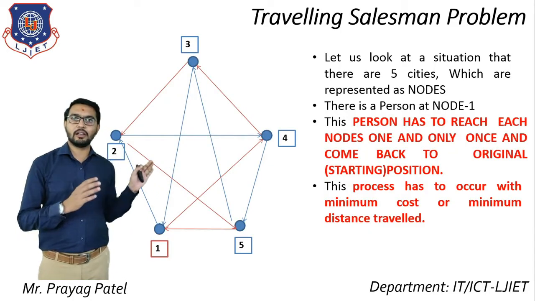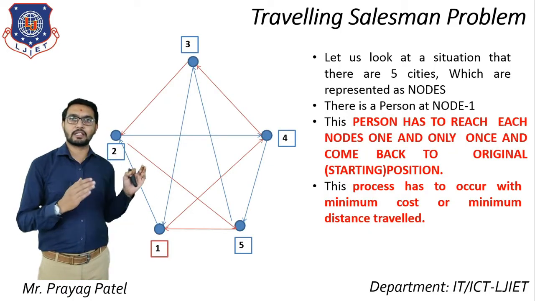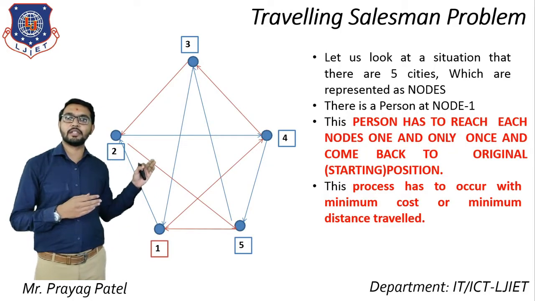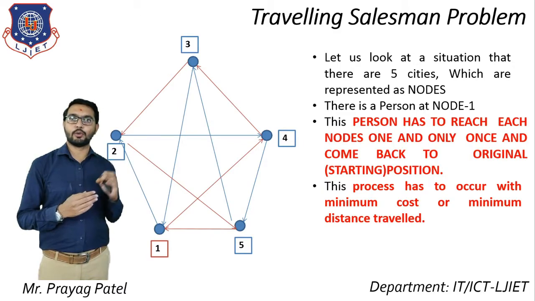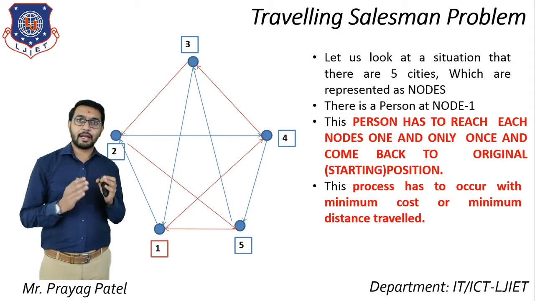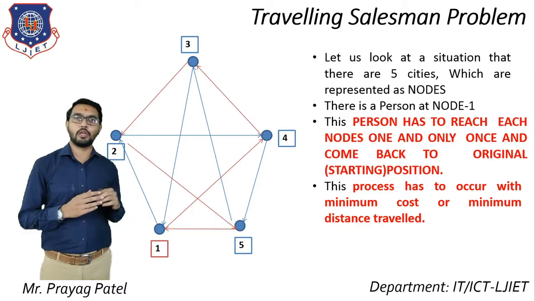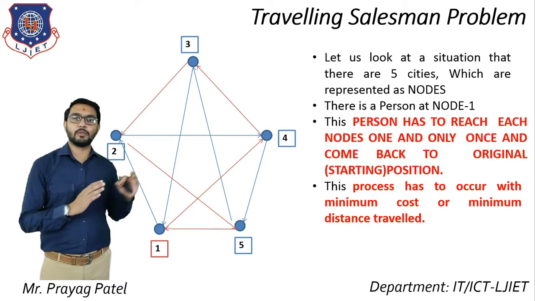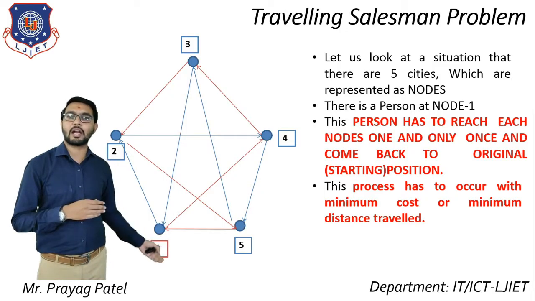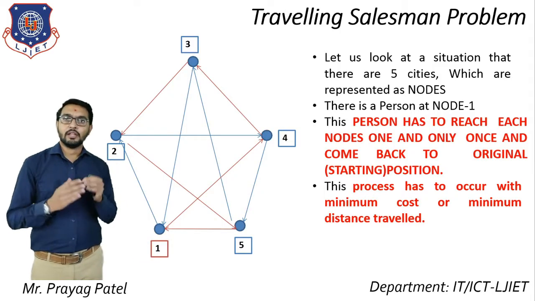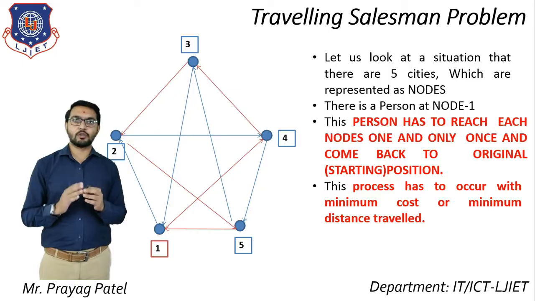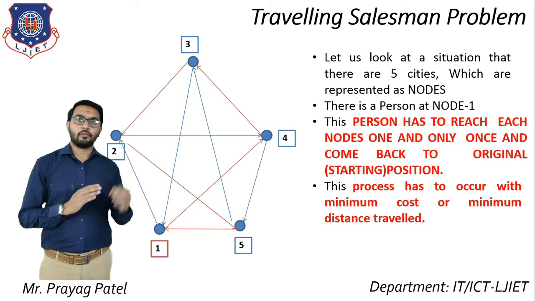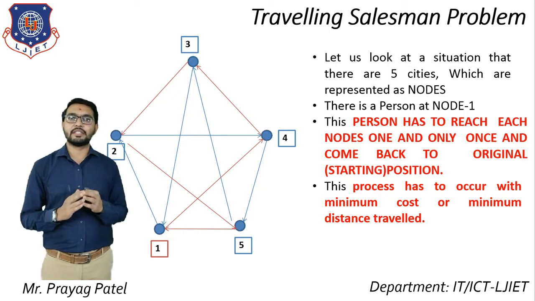Now consider another example of the traveling salesman problem. Here consider nodes number 1, 2, 3, 4 and 5. Let us look at the situation. There are 5 cities which are represented as nodes. The person starts from node number 1, so your starting point is node 1. This person has to reach each node, and visit each and every node only one time.